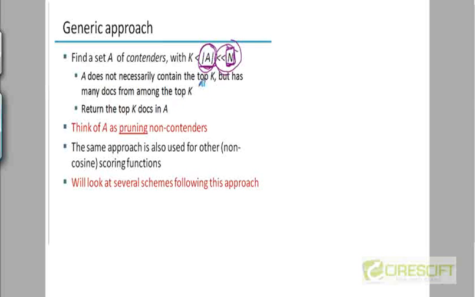So this set A does not necessarily contain the top K, but it has many documents from among the top K. It's very likely that all the actual top K documents among those J are present in A. That's likely but not guaranteed. So if we choose the top K among A, we are likely to get the top K absolutely, across all the J documents. The set A can be thought of as pruning away the documents which have a score of 0 or a very low score. And by the way, this applies even if the scoring scheme between the query and the document had been something other than cosine scoring. So let's look at these techniques one after another.